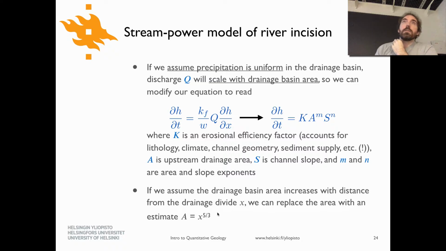Another thing we could do to simplify this further is just put in some way of estimating the area as a function of the distance from the drainage divide. There are a lot of different ways in which you can do this as well, but one popular method is just to take the distance and raise that distance to the 5/3 power. It gives you approximately this sort of estimate of how the drainage area would change as you go downstream.